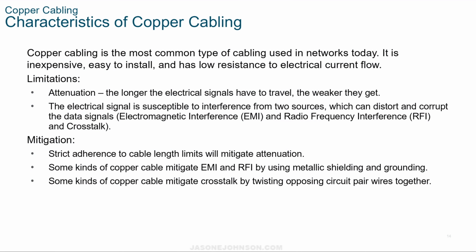With copper cabling, we have some characteristics of copper cabling. It's the most common type that's being used in networks today in the year 2026. It is inexpensive compared to other networking mediums. It's easy to install. It has low resistance to electrical current flow, but it does have some limitations. Attenuation is another word that you want to be familiar with. That just means that the longer the electrical signal travels across the medium, the weaker the signal gets.